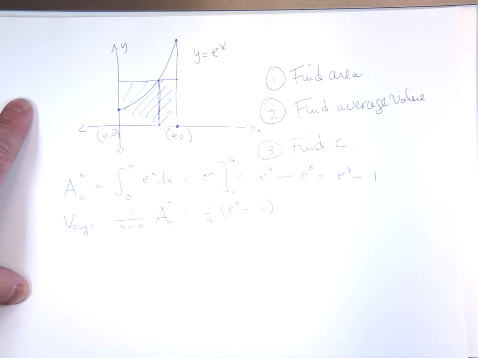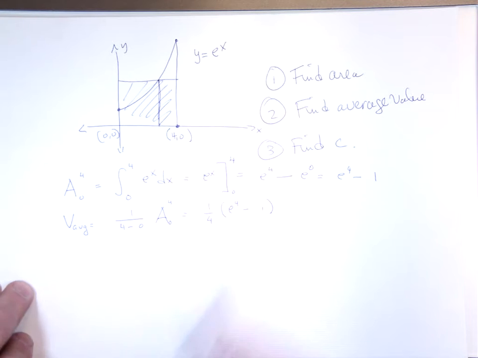It's the value you would get if you took 1,000,000 values from 0 to 4 at random, found e to those values, added them all up, and divided by 1,000,000. You would get a number very close to this. And it should be pretty much dead on. What c value gives us this?